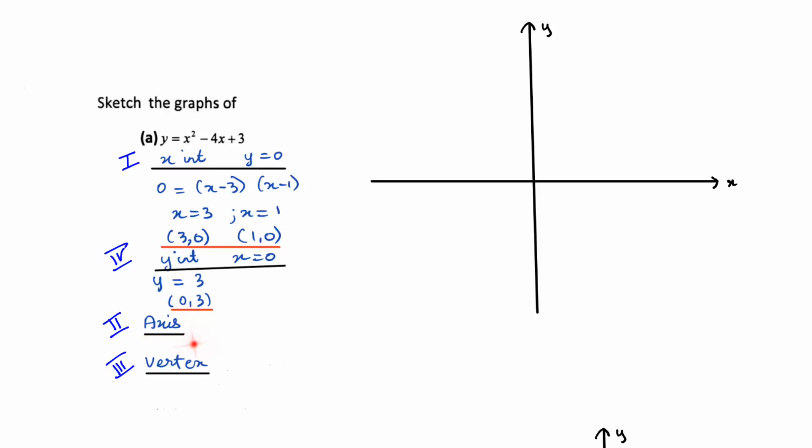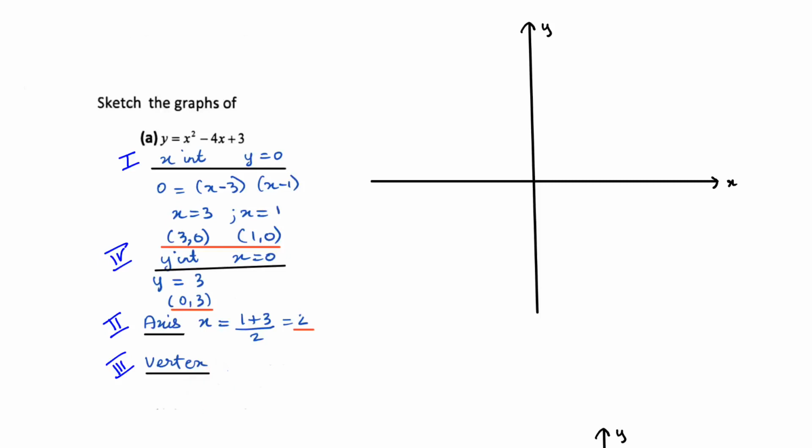For the axis, the equation is always x is equal to a number. To get that number, we will add the two values of x that we got here, 3 plus 1. So we always add the x values and divide by 2. So x is equal to 1 plus 3 over 2, and that is equal to 2. This x value that we got here is the x value of the vertex.